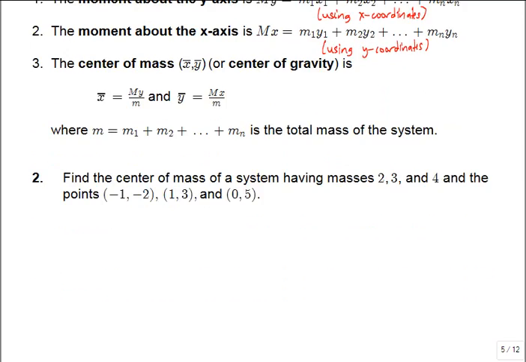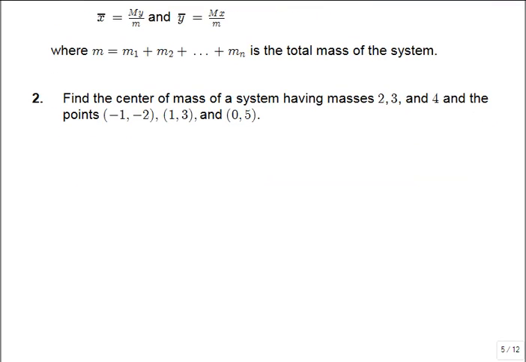Okay, so for example, suppose that I have three masses, 2, 3, and 4, at these three locations. So let's draw that picture for a moment. We have (-1, -2), and that's our first mass of 2. Then we have one at (1, 3), and that's a mass of 3. And then we have one at (0, 5), and that has a mass of 4. So these are our three different positions.